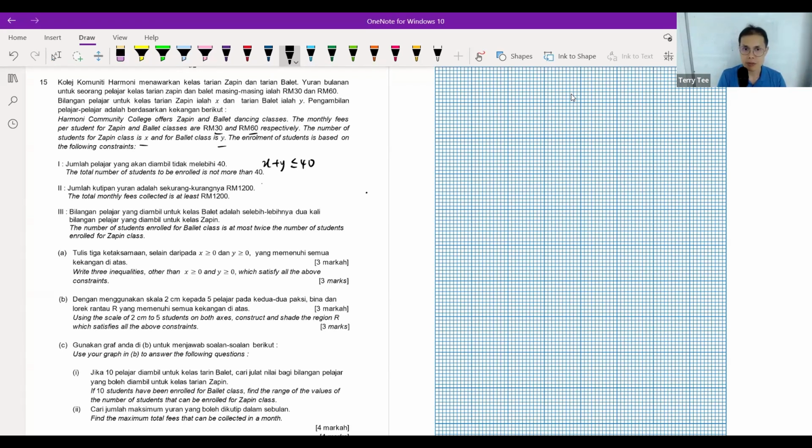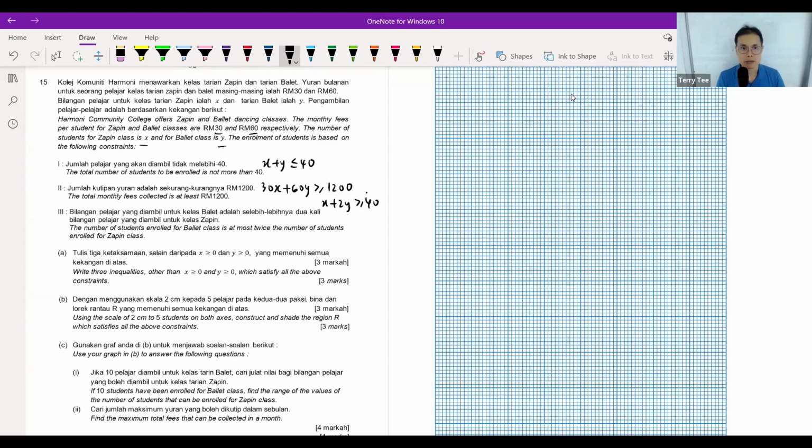So if you collect 30 ringgit for one student, 30 times x is your total collection for Zapin, and for ballet it is 60 times y. At least, so we write greater than or equal to 1,200. For me, I'll divide everything by 30, so you get x plus 2y greater than or equal to 40.